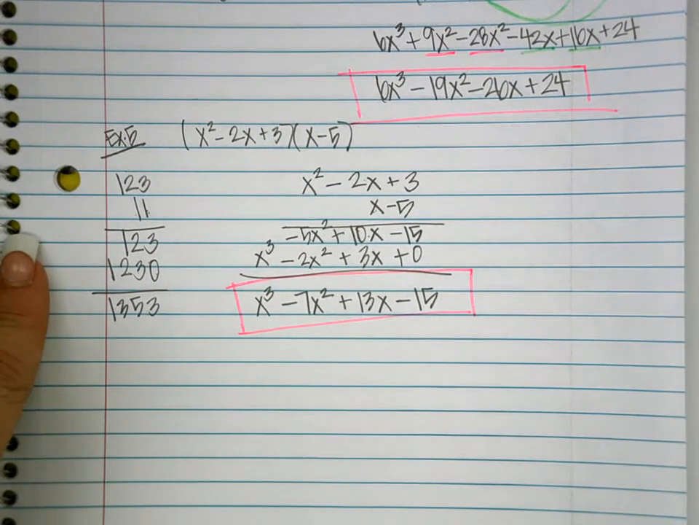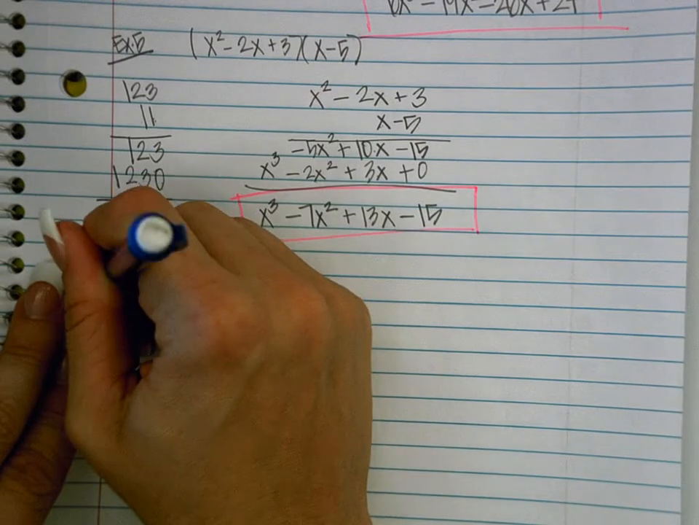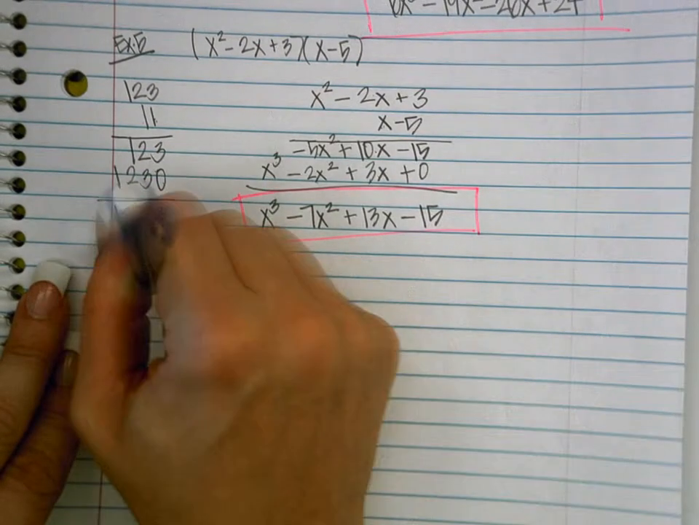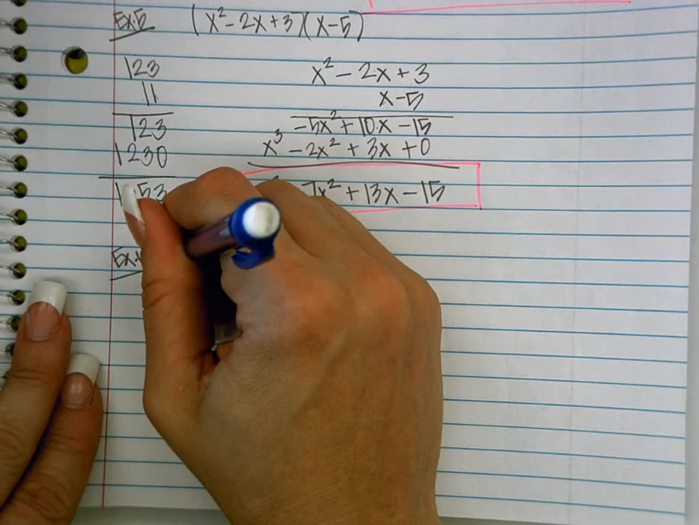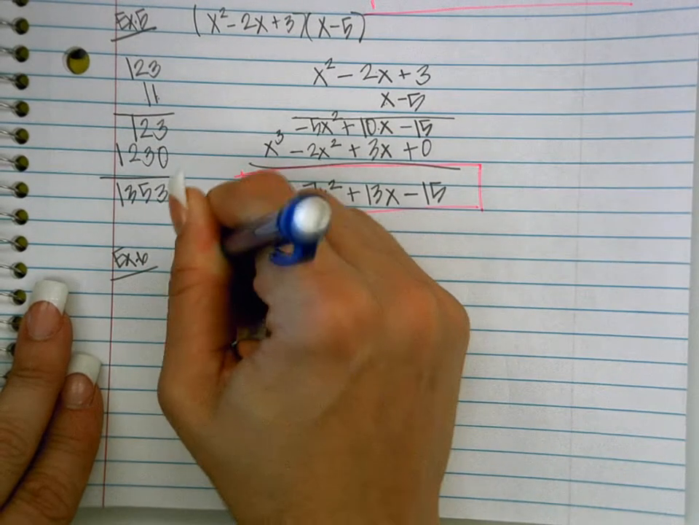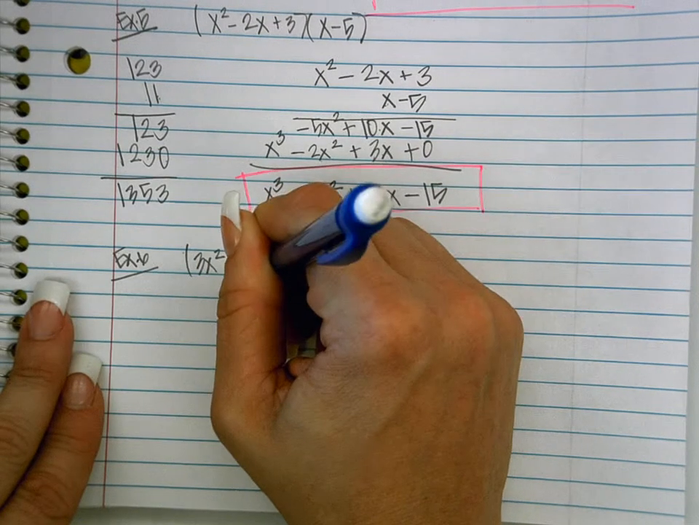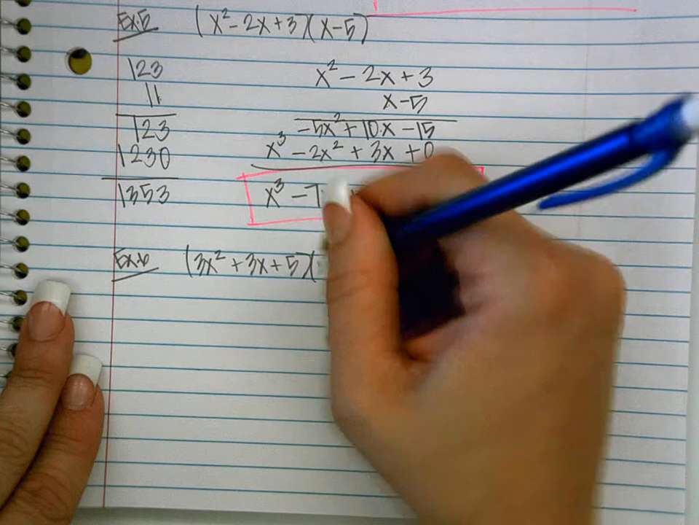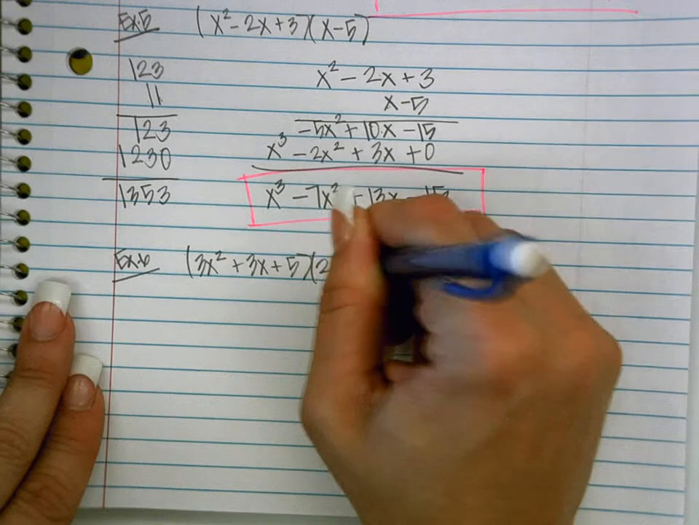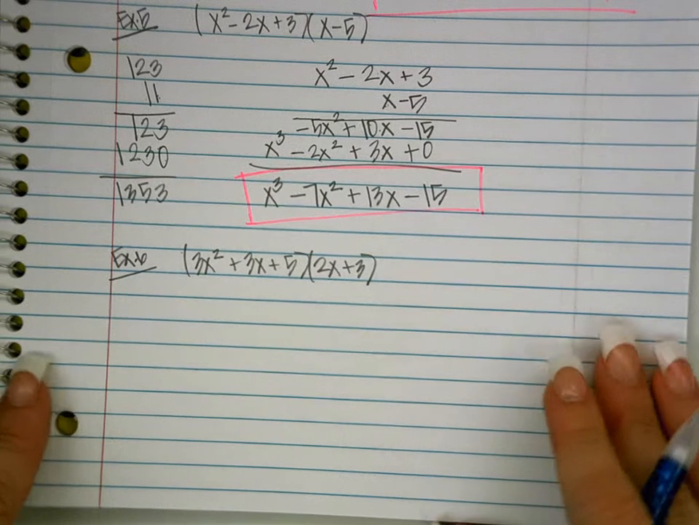I'm going to give you one more problem, and I want you to do whichever method you like. Try whatever method you'd like to, and then we'll check our answers in just a minute. Multiply 3x squared plus 3x plus 5 multiplied by 2x plus 3. You guys try that one on your own. And this will be the last one for today's notes.